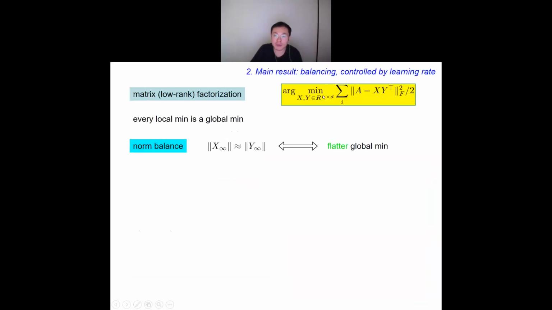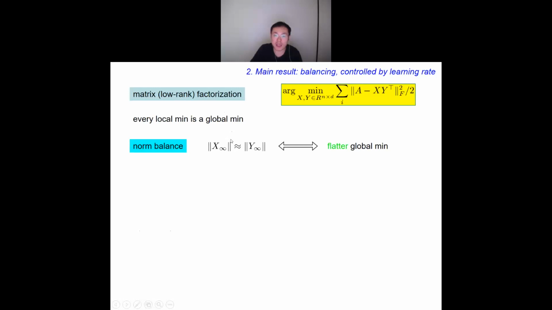So this problem enjoys a lot of nice properties. The existence of a continuum of minimizers is one. That was just basically what I mentioned earlier. Moreover, each local minimum in this case is a global minimum. However, some of them have norms of X and Y being almost the same. This is something we call balance.